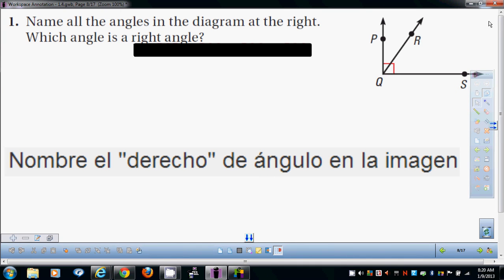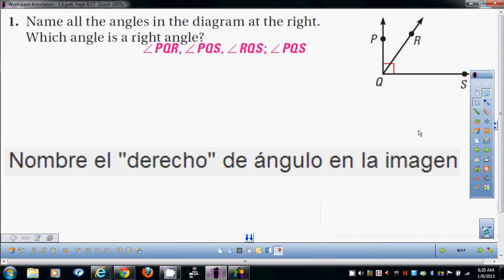Yeah, there's not always going to be just one acute. In fact, there could be 50 acute all right next to each other. So, they're both acute, and the right angle is PQS. That's the right angle. Questions over this vocabulary?